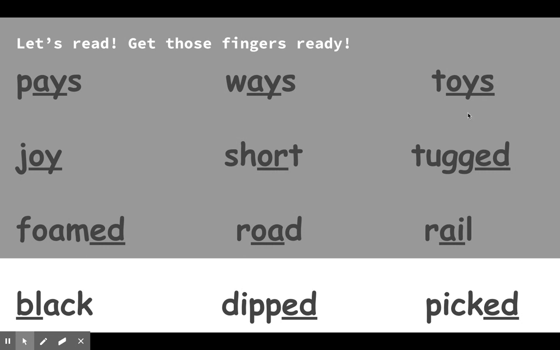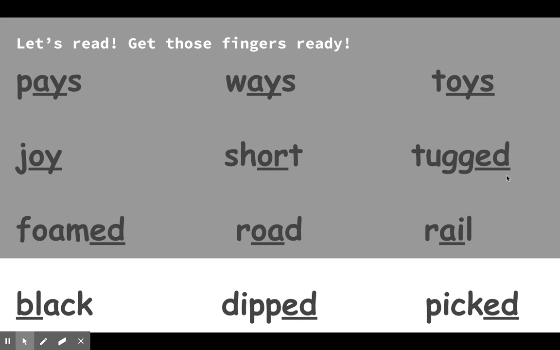Moving over to our next two words, we have an OY. Do you remember what an OY says? Oi. So here we go, fingers up. T, oi, z, toys. Coming down here, j, oi, joy. OR. Do you remember what an OR says? It's a word and it's a sound. It says or. Good job. Fingers up. Sh, or, t, short.